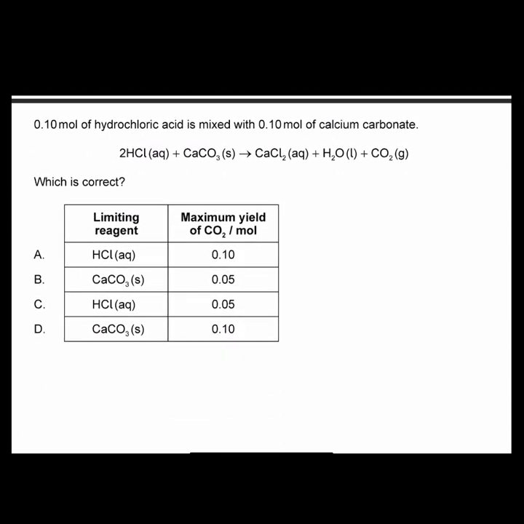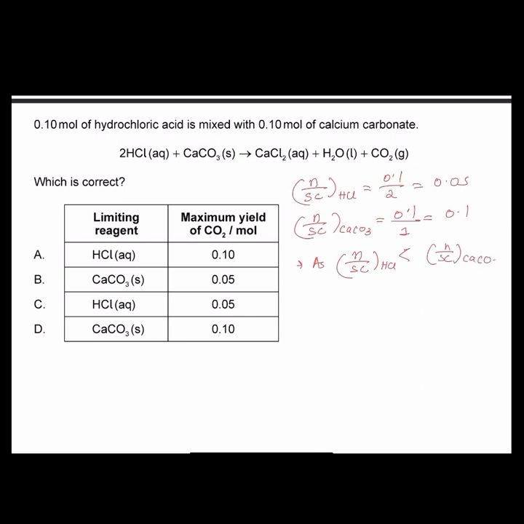The next one, you have 0.1 mole of hydrochloric acid, which is mixed with 0.1 mole of calcium carbonate. We did a similar problem. And here again, we need to find the limiting reactant and the maximum yield. So guess what? For the limiting reactant, I would be using the moles per stoichiometric coefficient for HCl and CaCO3. HCl moles is 0.1. The stoichiometric coefficient is 2, that is 0.05. Similarly, for CaCO3, moles is 0.1. Stoichiometric coefficient is 1, so 0.1. So therefore, as n by SC of HCl is less than the n by SC of CaCO3, HCl would be your limiting reactant.